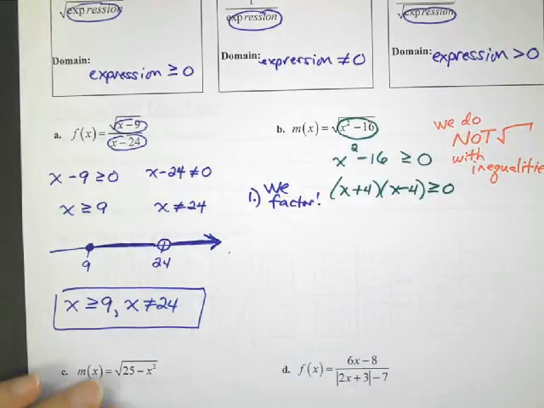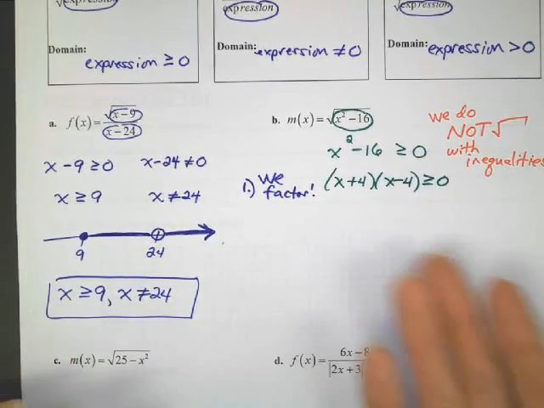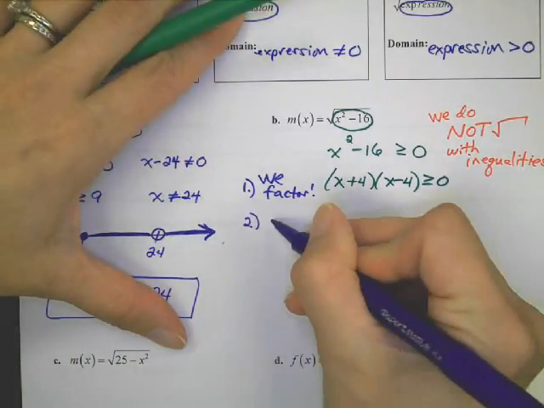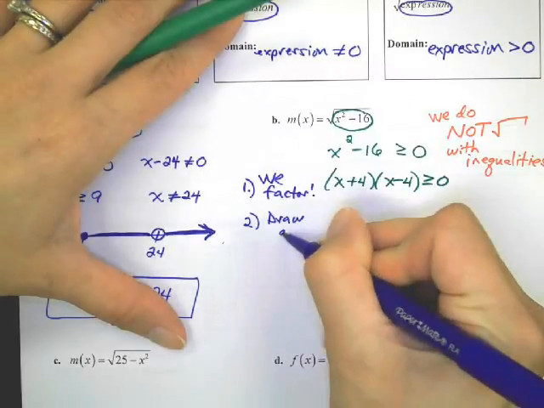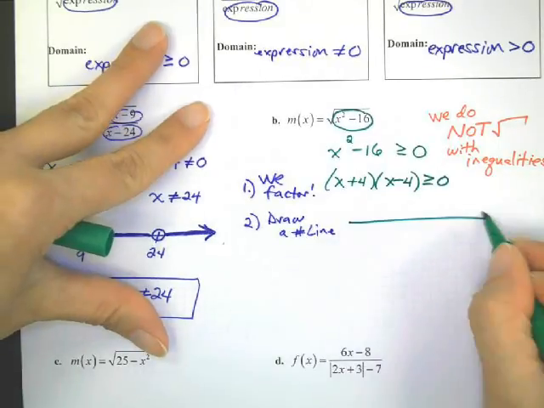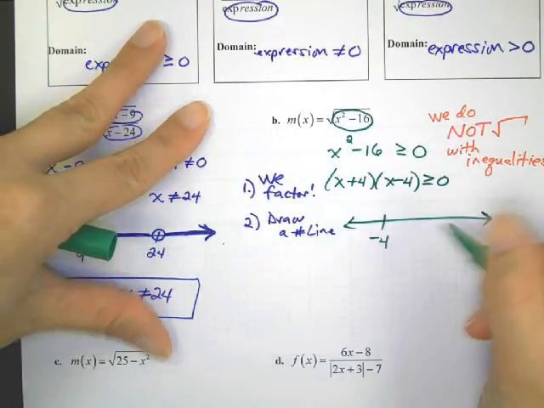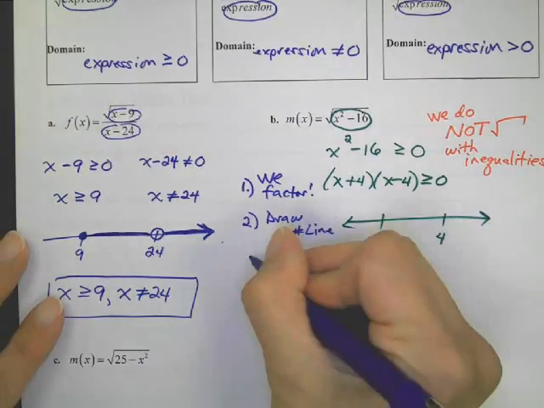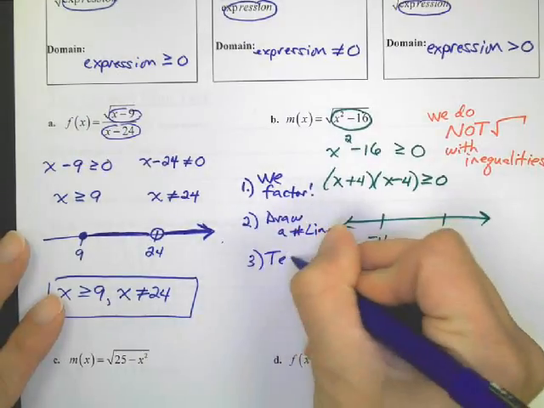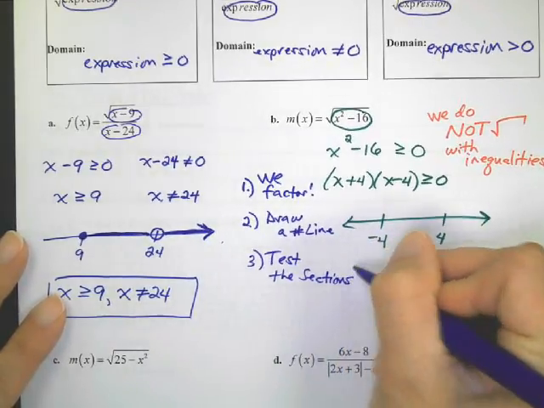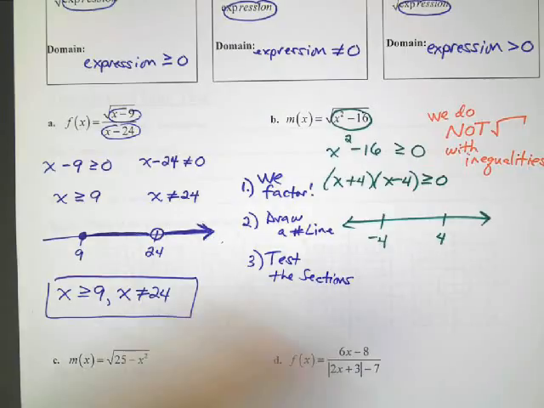Step 1. Now, some people are thinking, well, aren't we getting plus and minus 4 again? Yes. But what we do is we draw a number line. So we're going to draw a number line, and we're going to put plus and minus 4 on it. There's negative 4, there's positive 4. Okay. Now step 3, let's test the number line. Test the sections so we can figure out where the answer is.